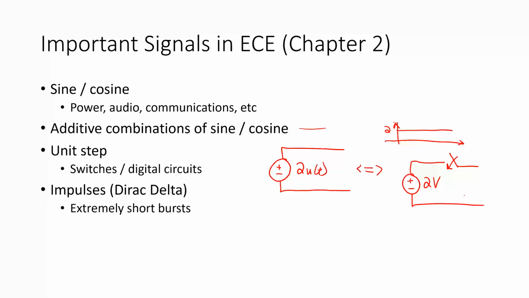2u of t is a model. There is no u of t source in the world, but the voltage I see at these terminals and the voltage I see at these terminals is the same. Okay, so it's a model for it. And then I talked the other day, I said if I have an extremely short burst, that's a pretty common thing, right? That's what I call a Dirac delta, right? So this guy was delta of t, right? That, a Dirac delta or an impulse.